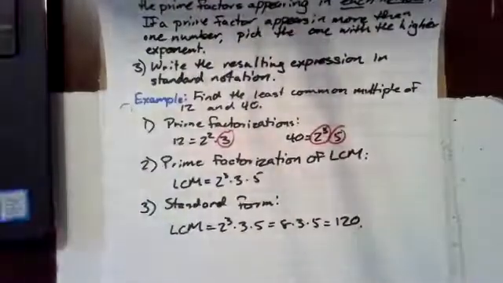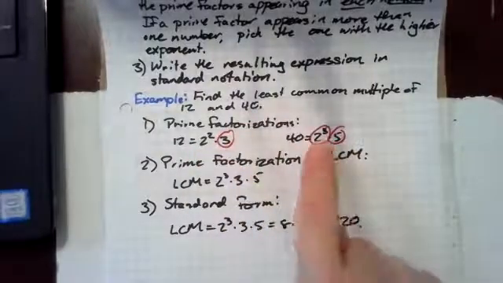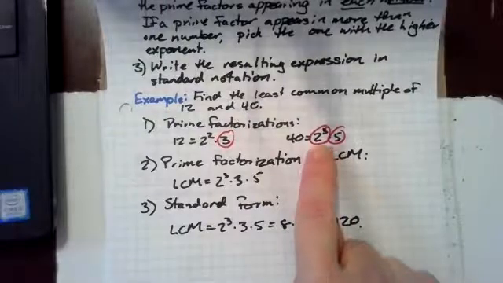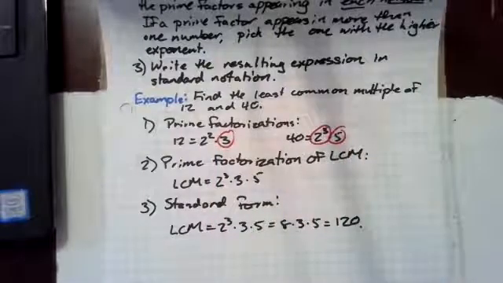So as an example, we'll find the least common multiple of 12 and 40. First we do the prime factorization of the original numbers. 12 is 2 squared times 3, and 40 is 2 cubed times 5. Then we'll find the prime factorization of the least common multiple. There is a 2 factor in each of these, so we want the one that has the higher exponent, which is the 2 cubed. Then we'll take the 3 from 12 and the 5 from 40. So the prime factorization of the least common multiple of 12 and 40 is 2 cubed times 3 times 5. And when we multiply that out to get the standard form, we get 120.